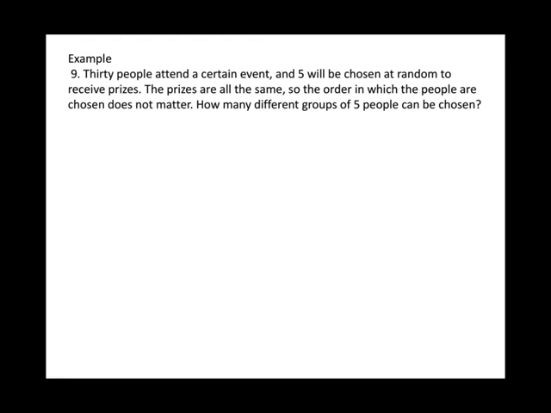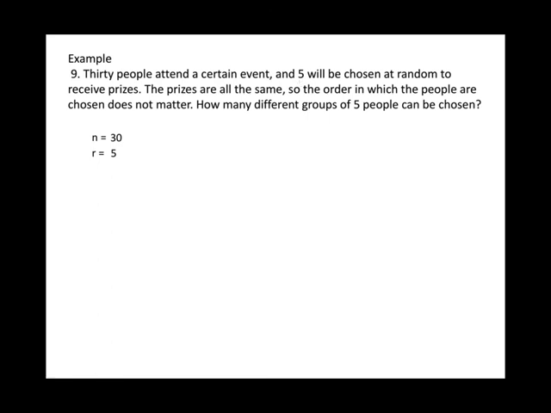30 people attend a certain event and 5 will be chosen at random to receive a prize. The prizes are all the same, so the order in which the people are chosen does not matter. How many different groups of 5 people can be chosen? So again, first we need to figure out what is your N and what is your R. N means how many items are available. So we have 30 people in here. And R means how many you want to pick. So we want to pick 5 of them. So R equal to 5.